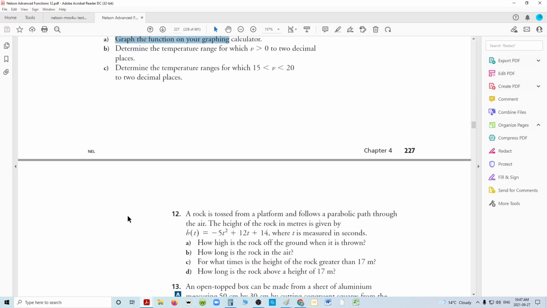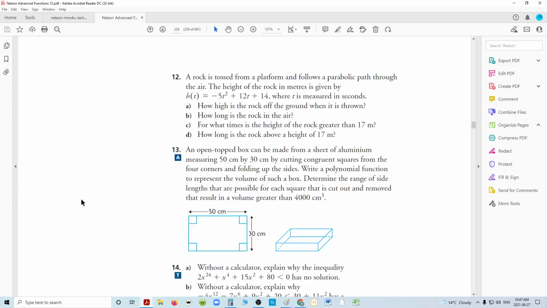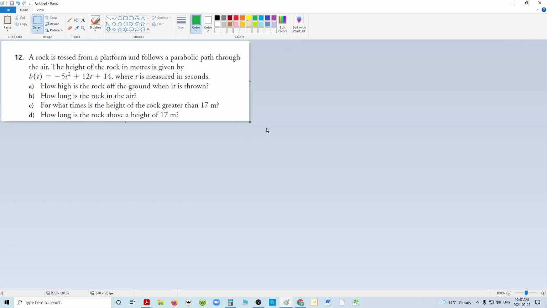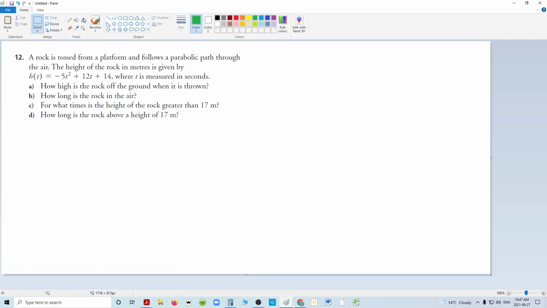All right, going onwards. A rock is tossed from a platform. So usually, if it's tossed, they have it go up for the first little bit. Let's look at the information we have right now. It's a negative, downwards parabola, so it's going to be like this. When time is 0, the height is 14. So already we know on the y-axis we're talking about the point 0, 14.